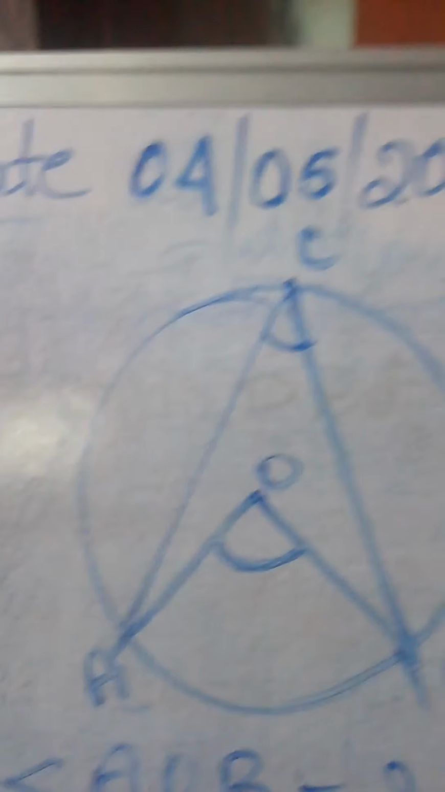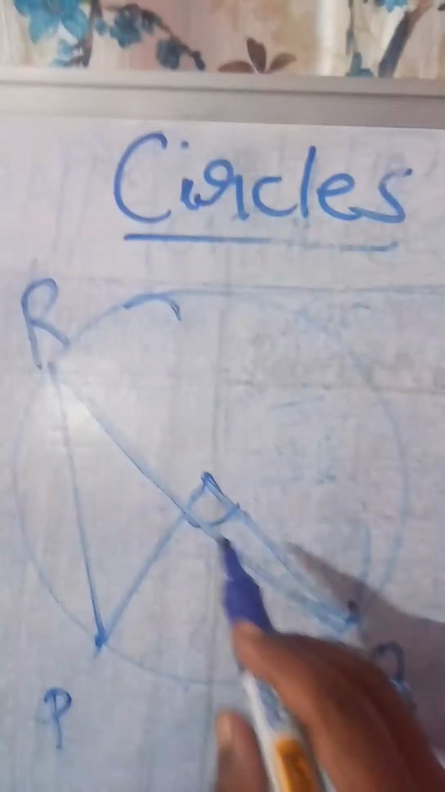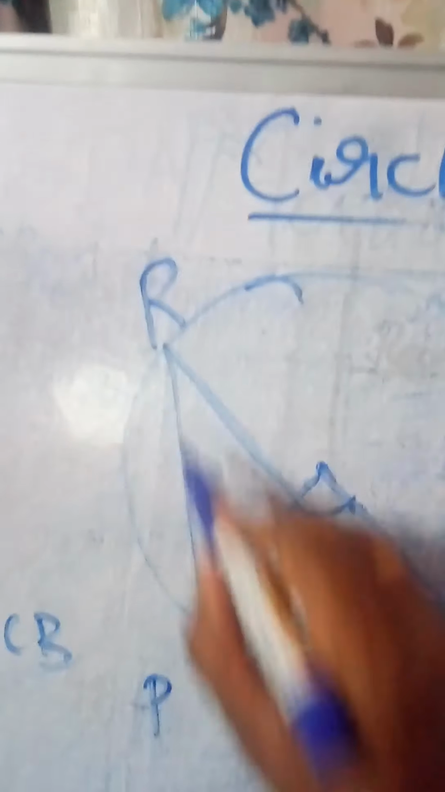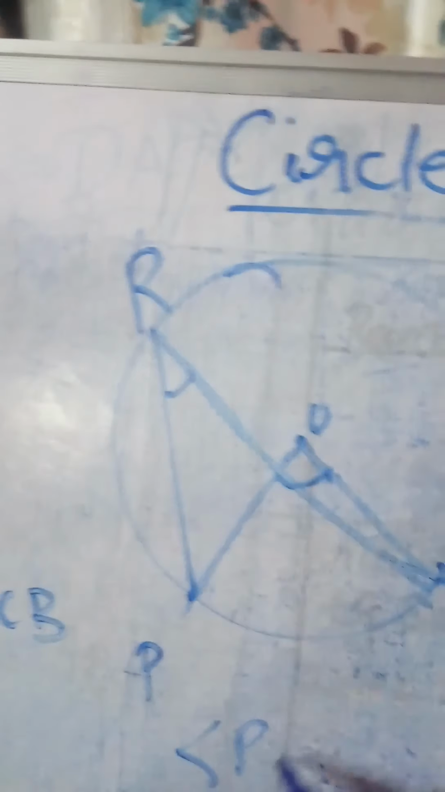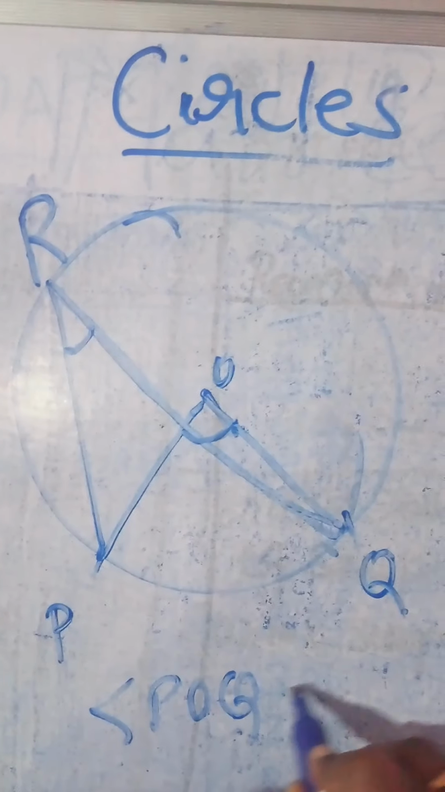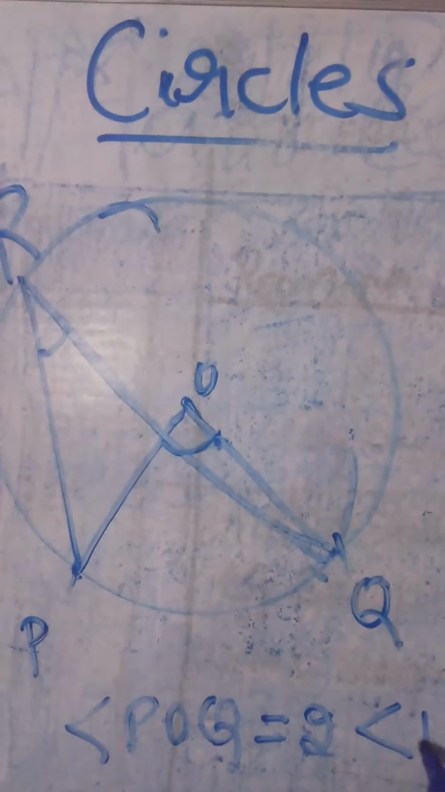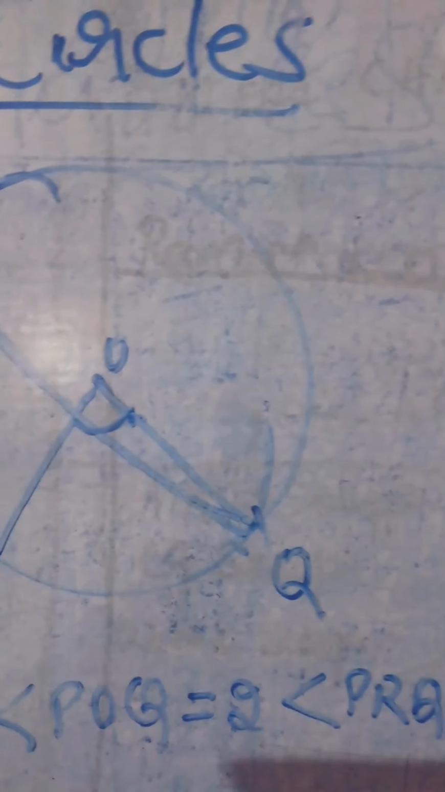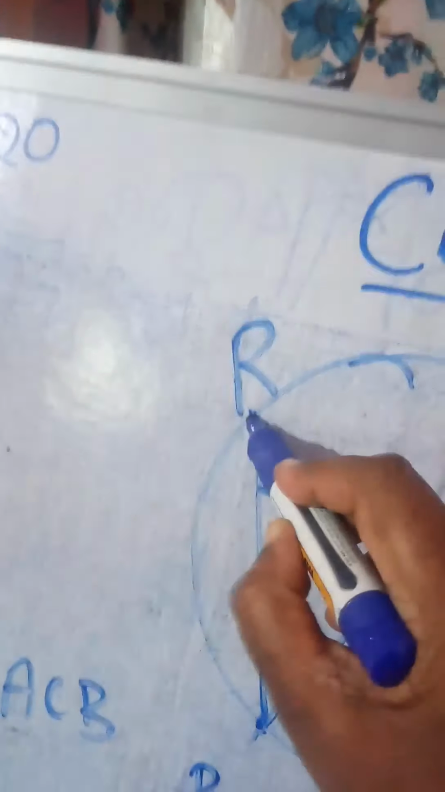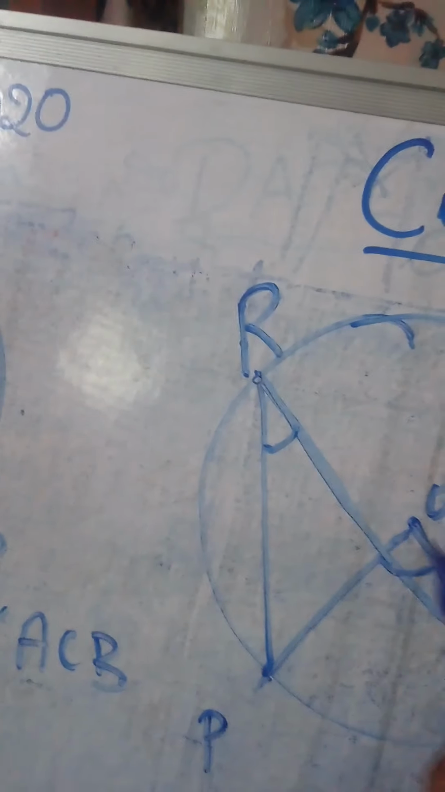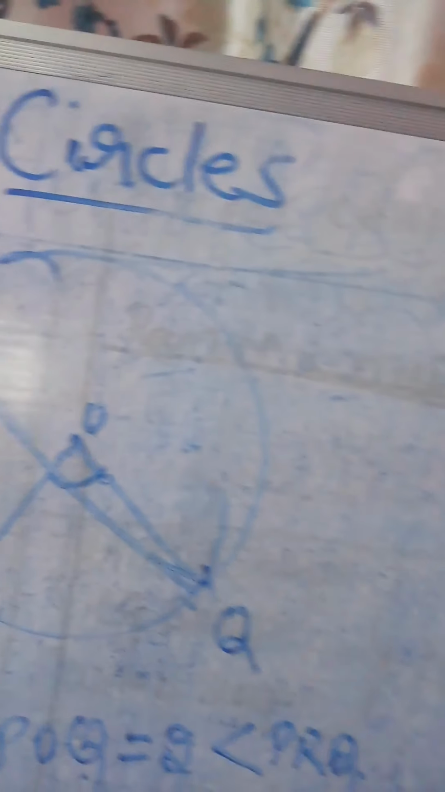The same concept that you learned holds good here also. This angle will be twice that of this. So angle POQ will be equal to 2 times angle PRQ. See, here it was straight, but here it is cross. So this is the angle formed at the circumference, and the angle here at the center will be 2 times that of this angle formed at the circumference.